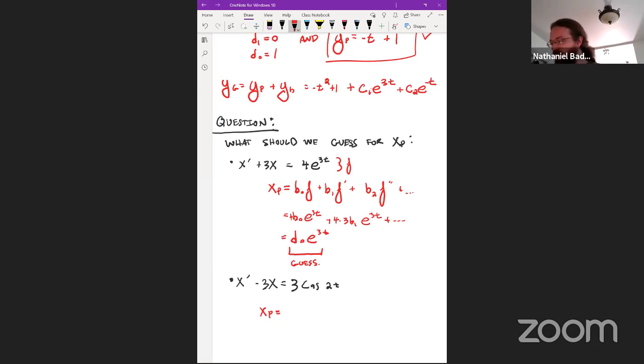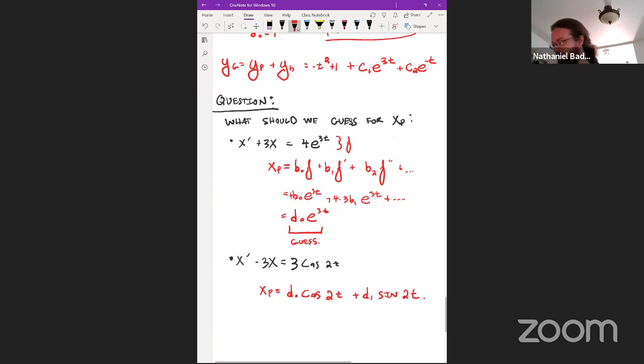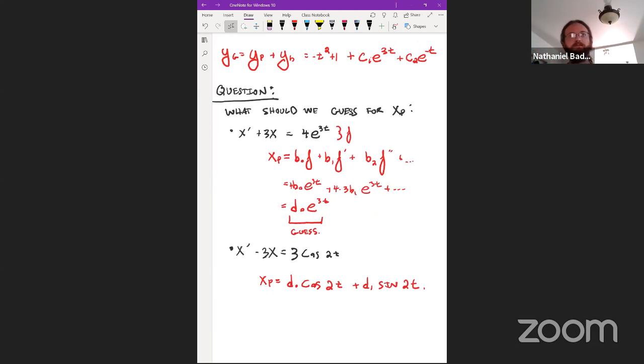What are the derivatives going to look like? The first derivative is going to be minus sine, then cosine, then minus sine, then cosine. But they're all the same form. You're absolutely correct, we should guess d0 cosine of 2t plus d1 sine of 2t. Any questions about that?